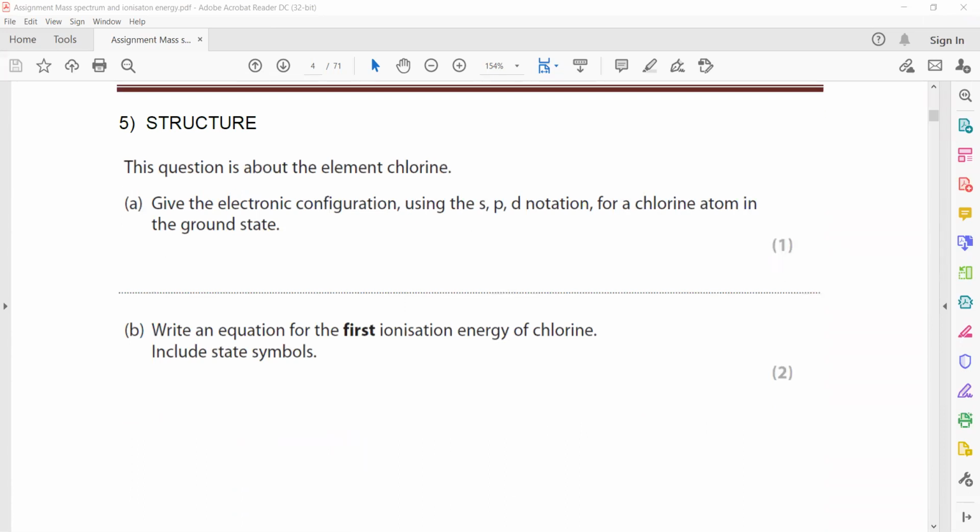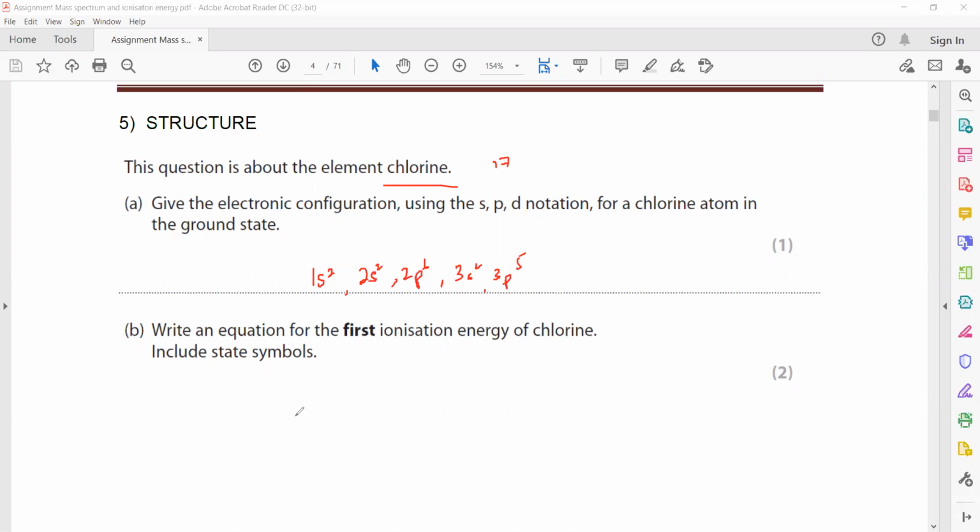The structure question. This question is about the element chlorine. Give the electronic configuration of chlorine in s, p, d notation for a chlorine atom in the ground state. Chlorine's atomic number is 17, so we have to arrange 17 electrons. It will have 1s2, 2s2, 2p6, 3s2, 3p5.